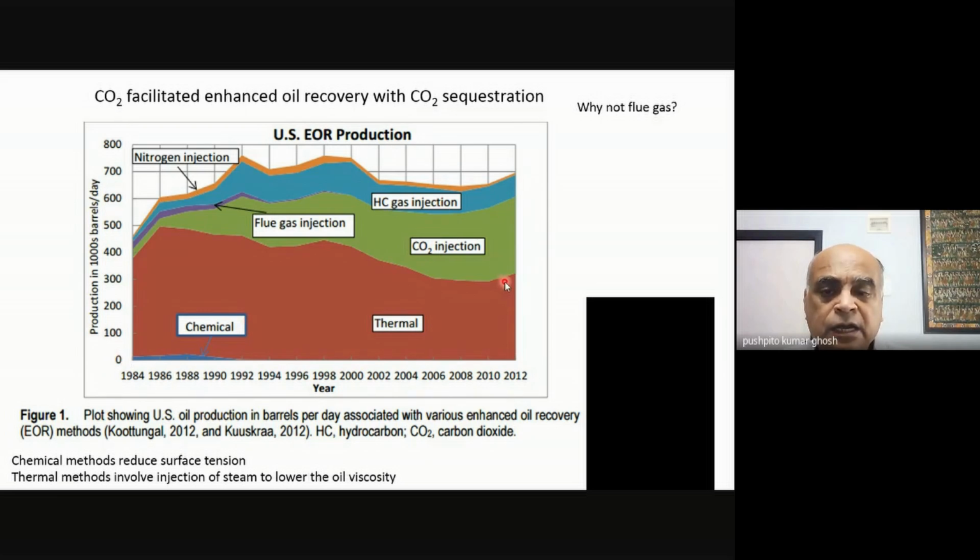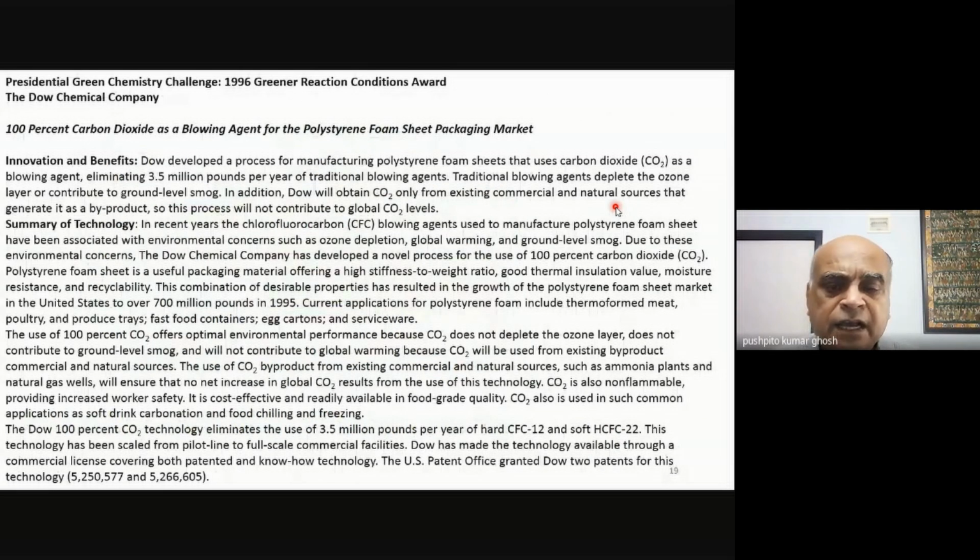But keep this in mind: the use of CO2 today is almost equal to that of the thermal processes. So it is really expanding, the growth of use of CO2 for enhanced oil recovery. And if some of this CO2 can also be stored in the reservoirs, nothing like it. It would have been very good. Okay. Now let's take some other quite ingenious work which has been done on use of CO2.